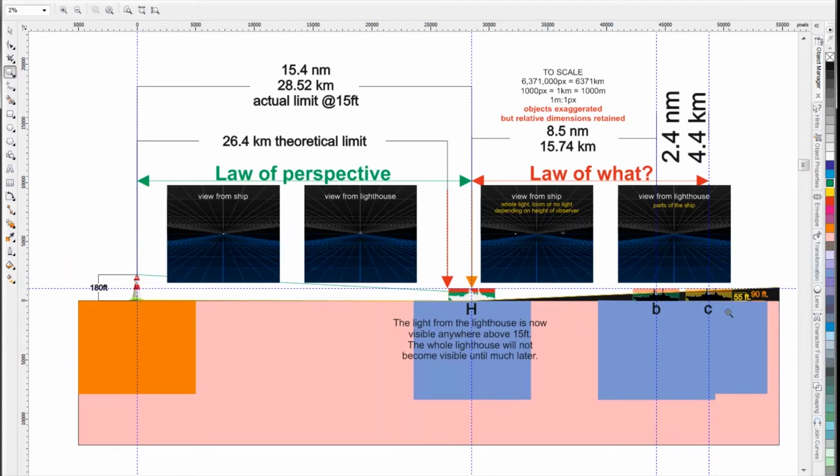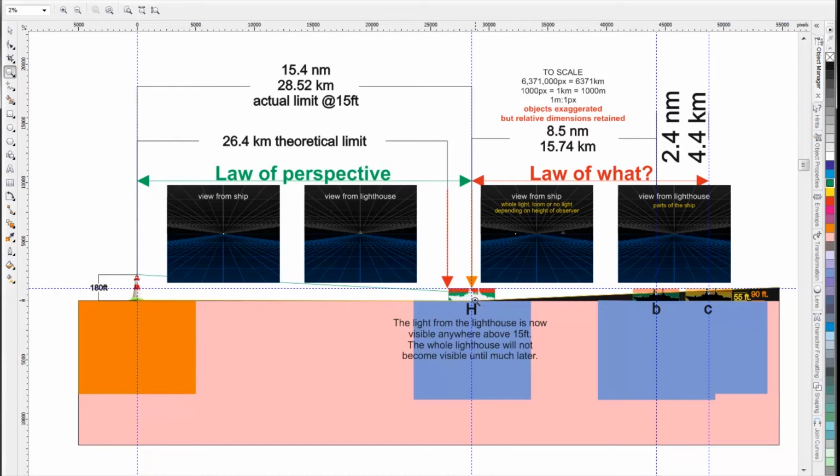In the video, the ship was actually moving sideways and not straight towards the lighthouse. But let's assume that the ship is traveling towards the lighthouse. When the ship reaches the horizon mark, the light from the lighthouse should now be visible above 15 feet, because the Navy considers 15 feet the elevation at the horizon. So the whole lighthouse will not become visible until much later.